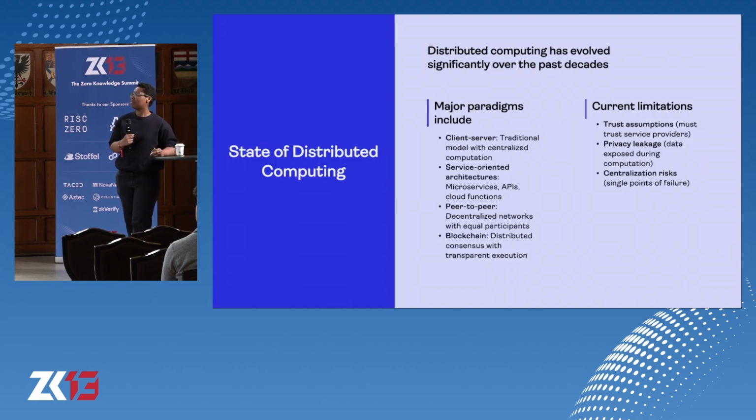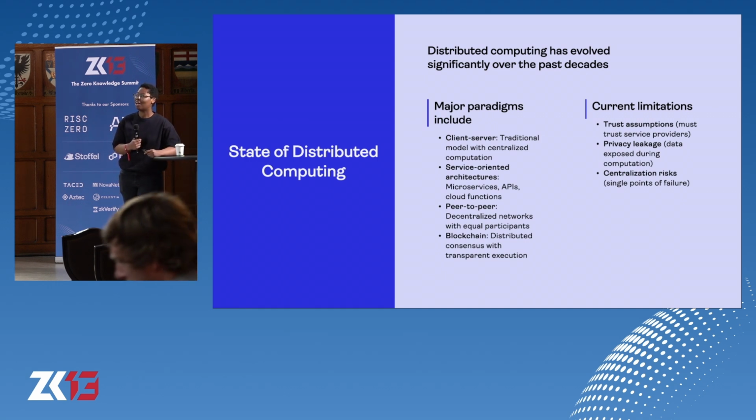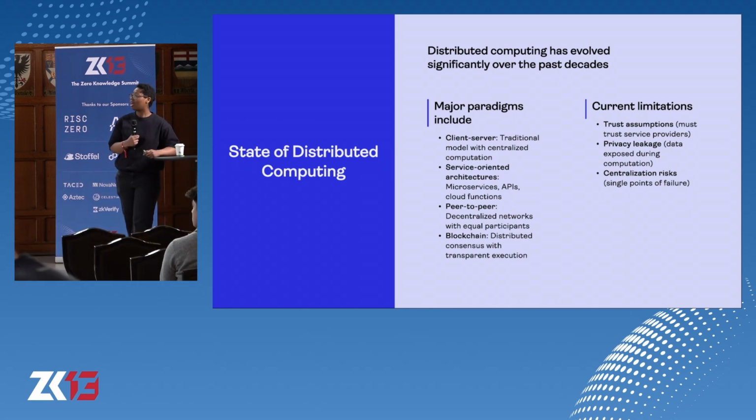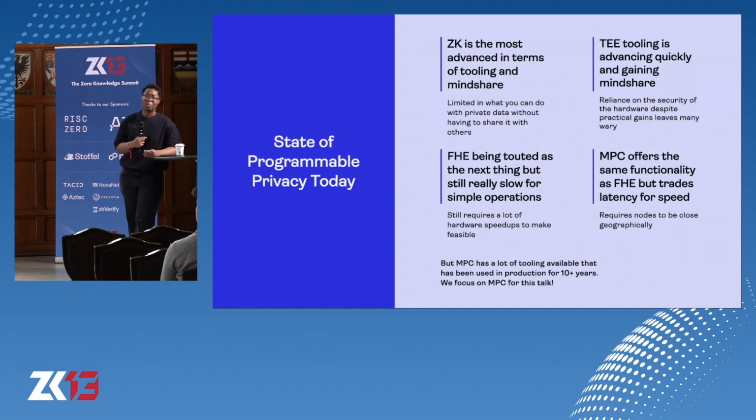So what is the state of distributed computing today? We have the basic client-server model, service-oriented models, blockchains, etc. But they come with a lot of limitations around trust boundaries, privacy, and centralization risk. And while that's ongoing, we have programmable privacy, which solves a lot of the problems we saw in the previous slide.